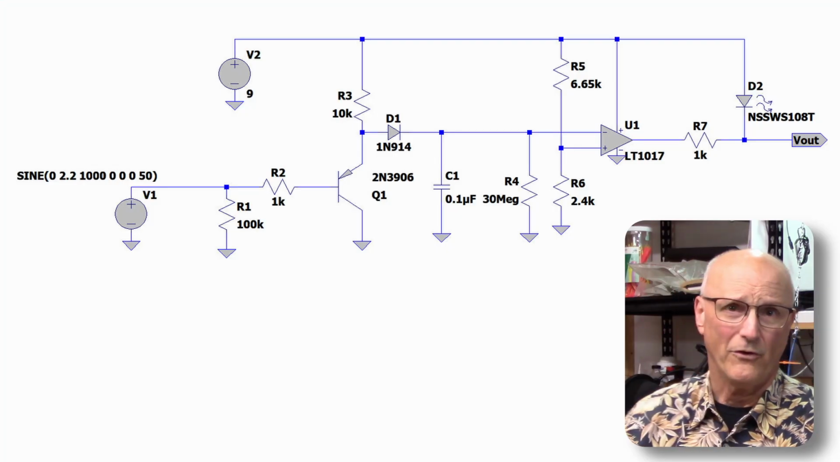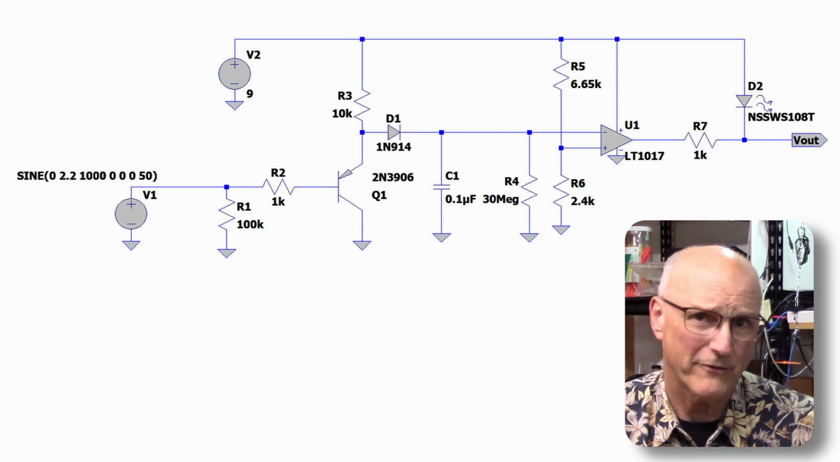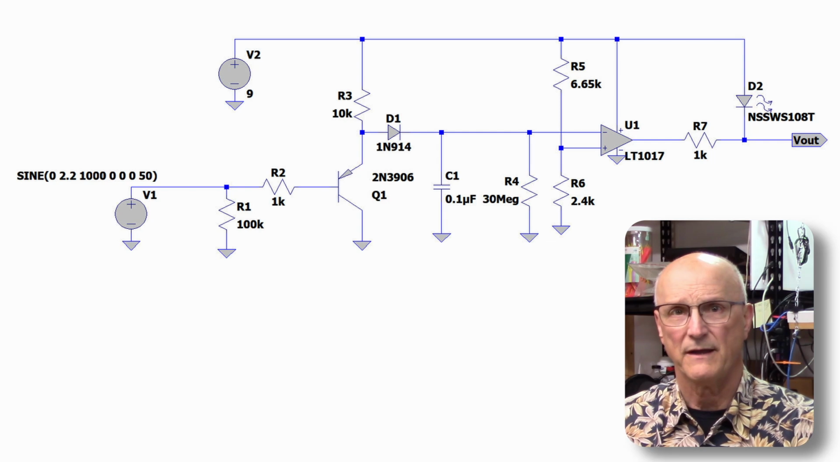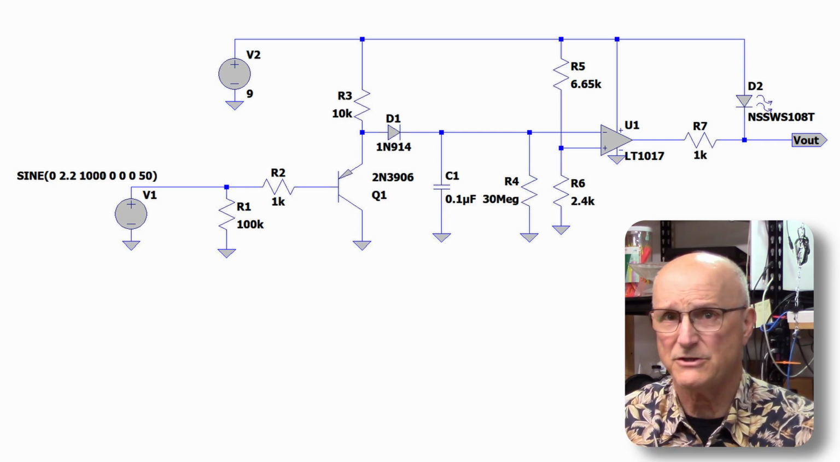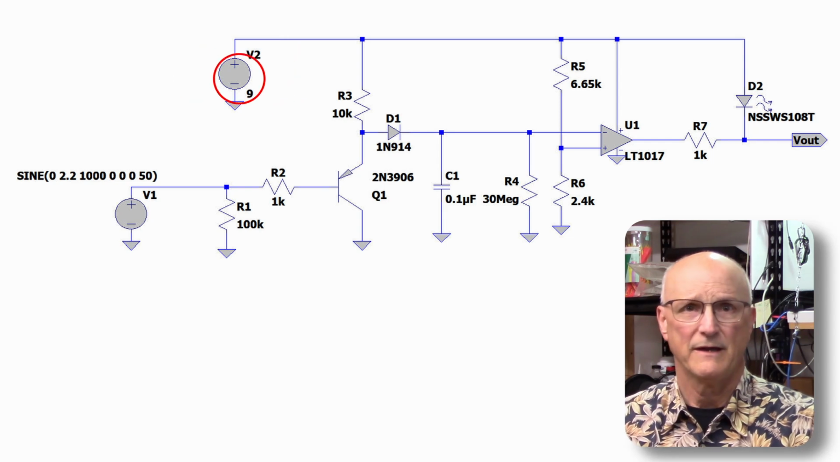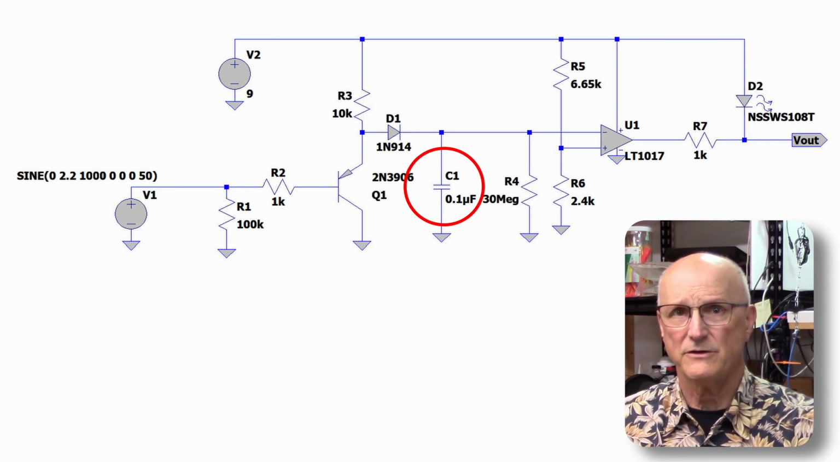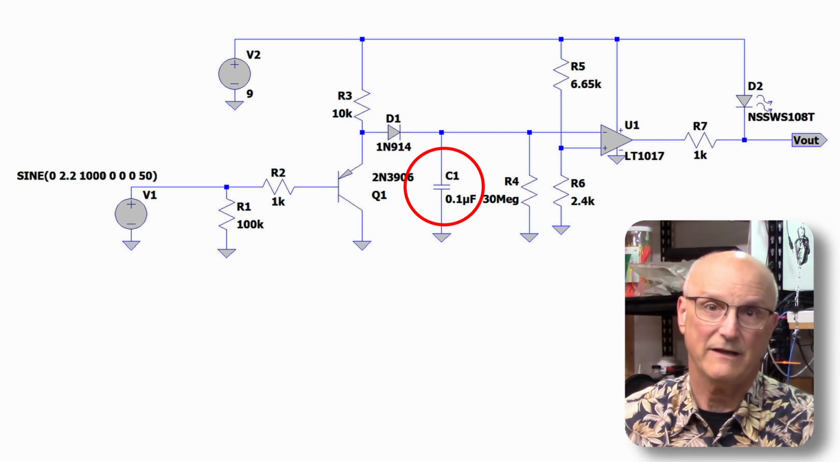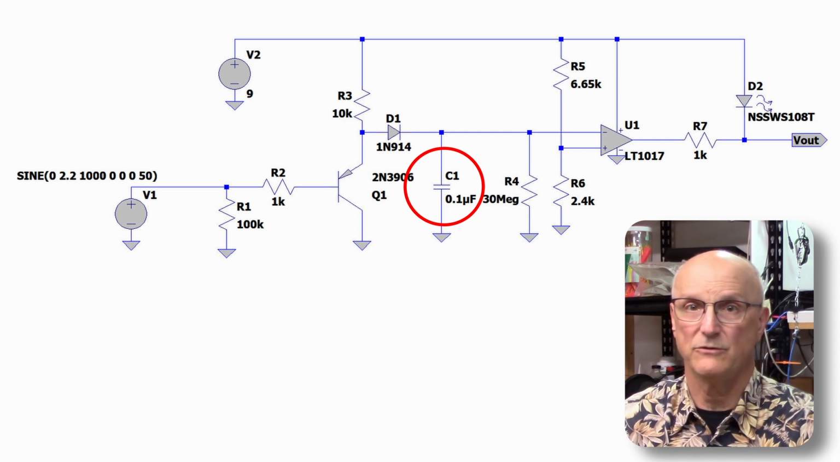So the overall design, including the comparator, looks like this, as shown in the LTspice simulation. Now, for the sake of this simulation, I assumed a 9-volt power supply rail. The size of C1 determines how quickly the peak indicator will respond to inputs, as well as the length of time the LED stays illuminated.